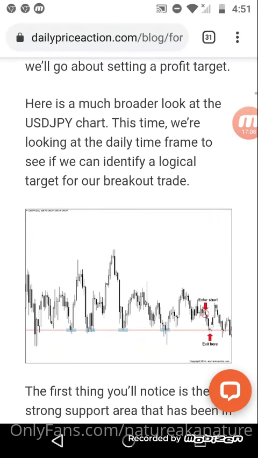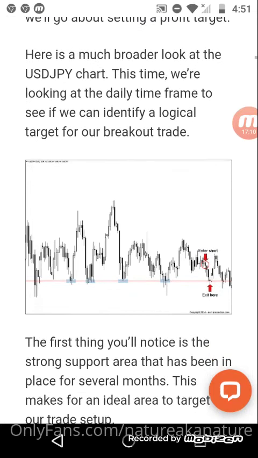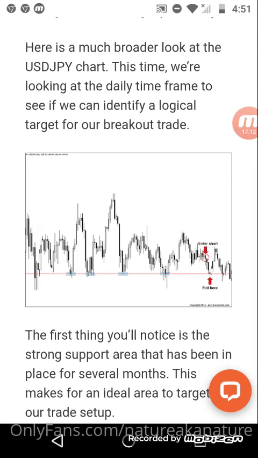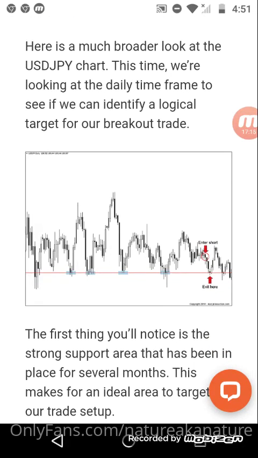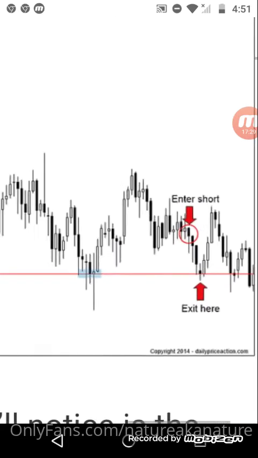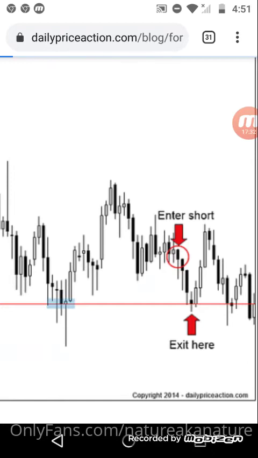Alright, let's go down to the USD JPY chart to see where we would get in to identify a breakout trade. So it's consolidating. It finally breaks out of consolidation right here, makes a little breakout candle. You want to enter the trade. Boom. You want to exit the trade right here, once it makes that doji at the bottom, because it's going back up now. So we exit the trade once it makes that.